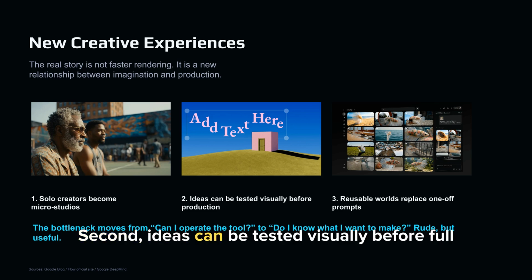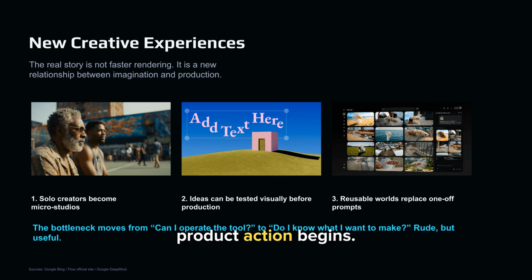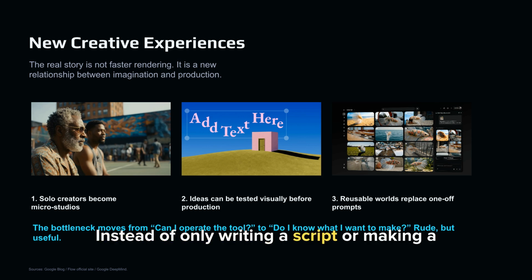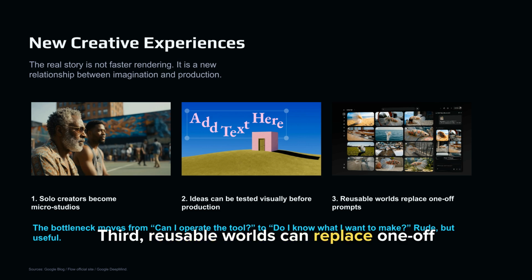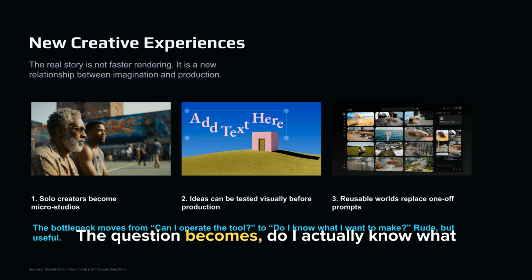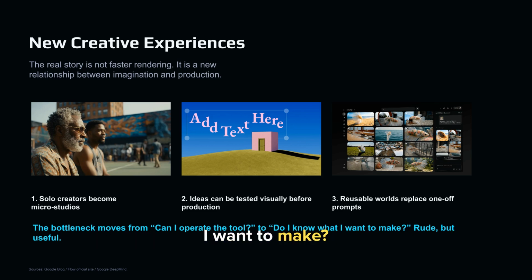Second, ideas can be tested visually before full production begins. Instead of only writing a script or making a mood board, creators can quickly generate scenes and see whether the idea actually works. Third, reusable worlds can replace one-off prompts. Characters, locations, and styles can become part of an ongoing creative system. That means the bottleneck changes. The question is no longer just, "Can I use the tool?" The question becomes, "Do I actually know what I want to make?" A little rude, but extremely useful.